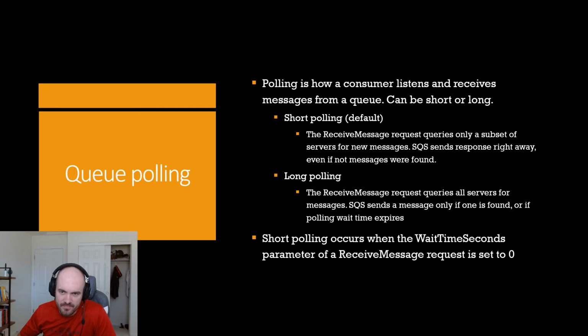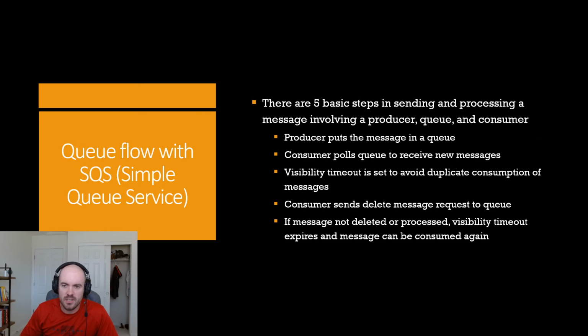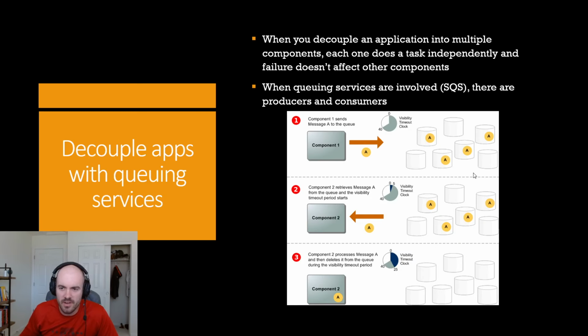So queue polling, I kind of mentioned that, is basically how a consumer listens and receives messages from a queue. And it can be either short or long polling. Okay, short polling is the default, and basically what this means is that the receive message request queries only a subset of servers for new messages. And then SQS is going to send the response right away, even if messages are not found. So basically, it will only query, let's say, this cluster of 4 servers, right?